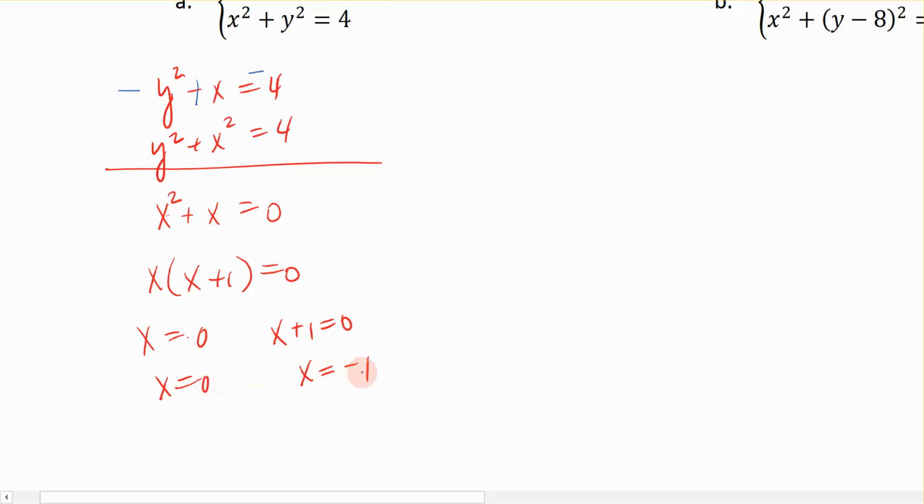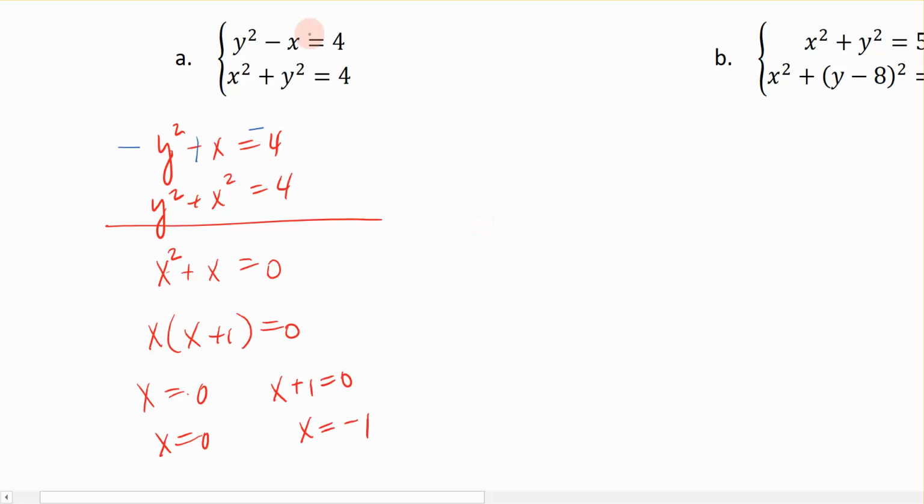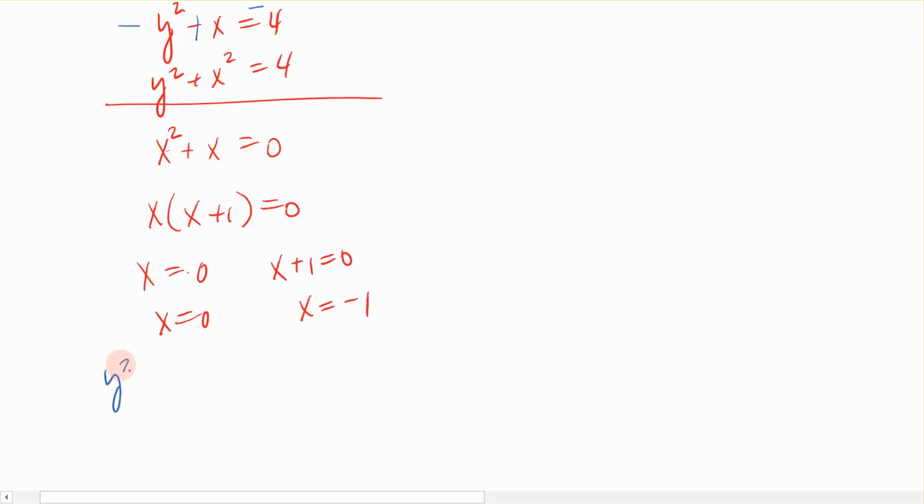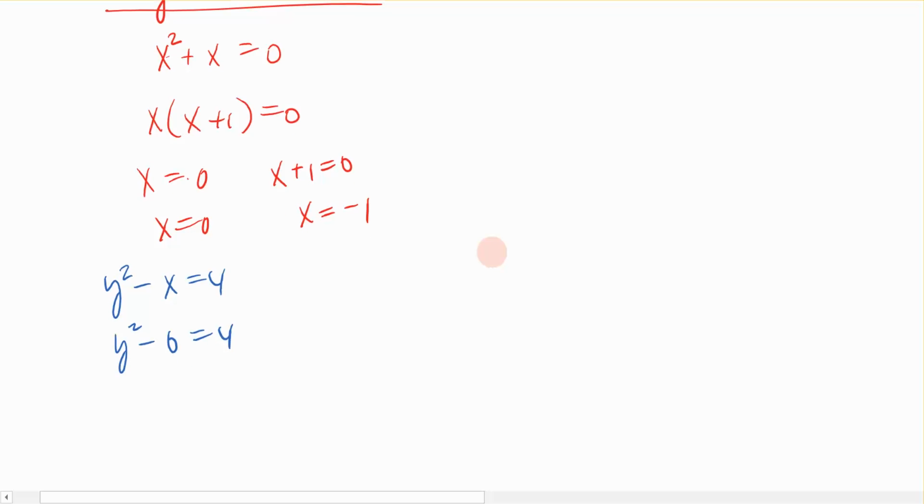We take what we now know x to be, and we're going to substitute that back into the first equation and solve for y. I'm going to do it in this one because I didn't want to have to square my variable. So I'm just going to take an easy road. So y squared minus x equals 4 is the equation that I'm going to substitute x into each time. So this is y squared minus 0 equals 4.